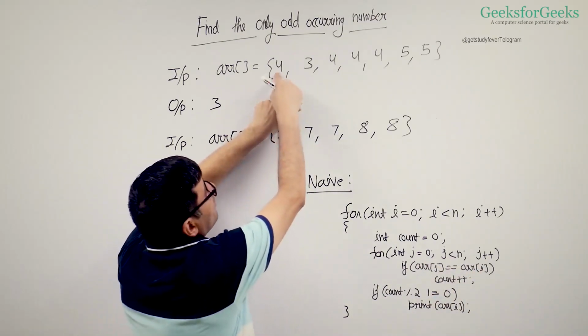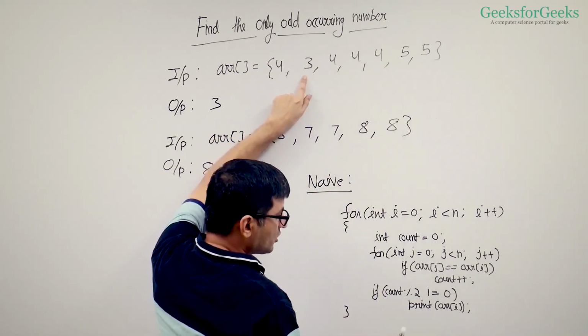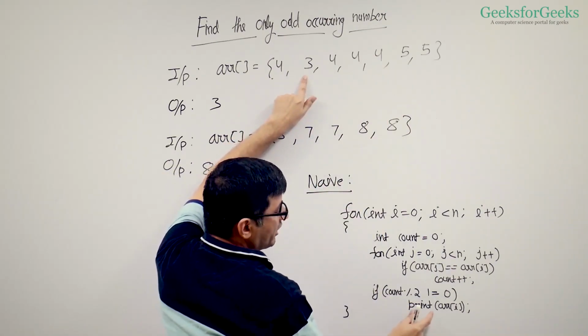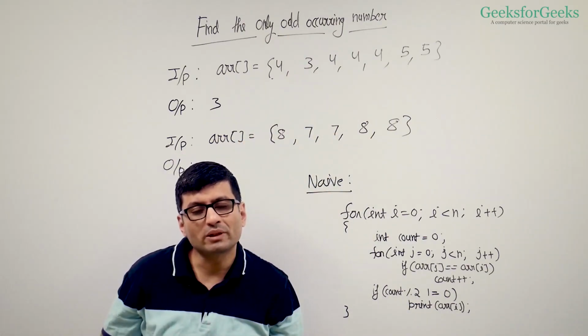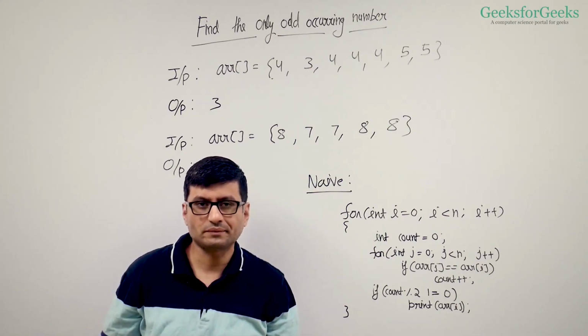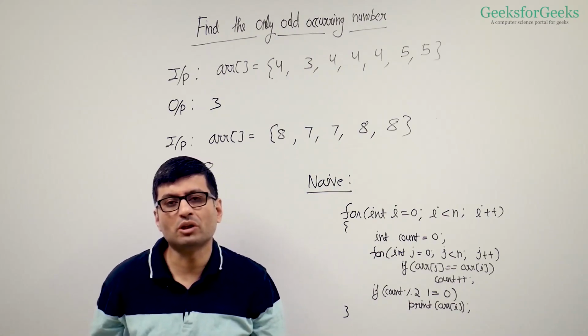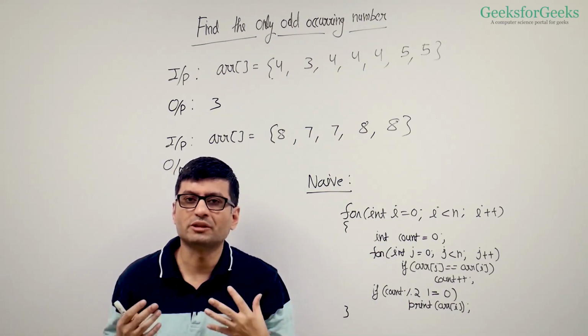So you begin with 4, you see that the count is 4. You come to 3, you see that the count is 1. So when the count becomes odd, you print that number, right? So that's all you need to do. The time complexity of the solution is clearly big O of n square. Can we solve this problem in big O of n time and big O of 1 auxiliary space?